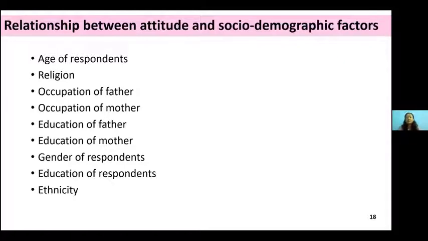The next is we would like to analyze the relationship between the attitude and various socio-demographic factors, like in the knowledge factor. The various socio-demographic factors are the age and religion of the respondent, occupation and education of the father and mother of the respondent, gender, education, and ethnicity of the respondent. And the socio-demographic factors which show a p-value, by doing the crude odds ratio, less than 0.2, that is less than 20%, were further adjusted with each other.